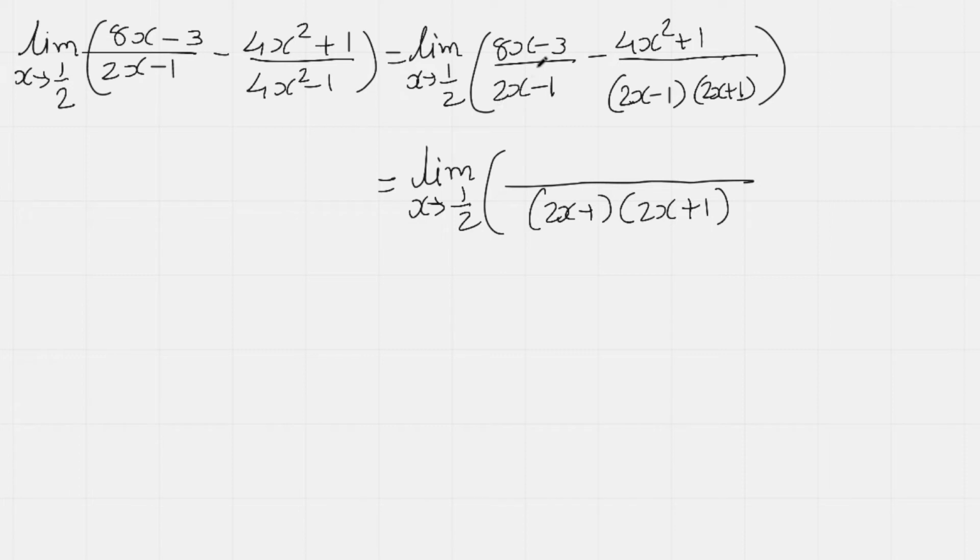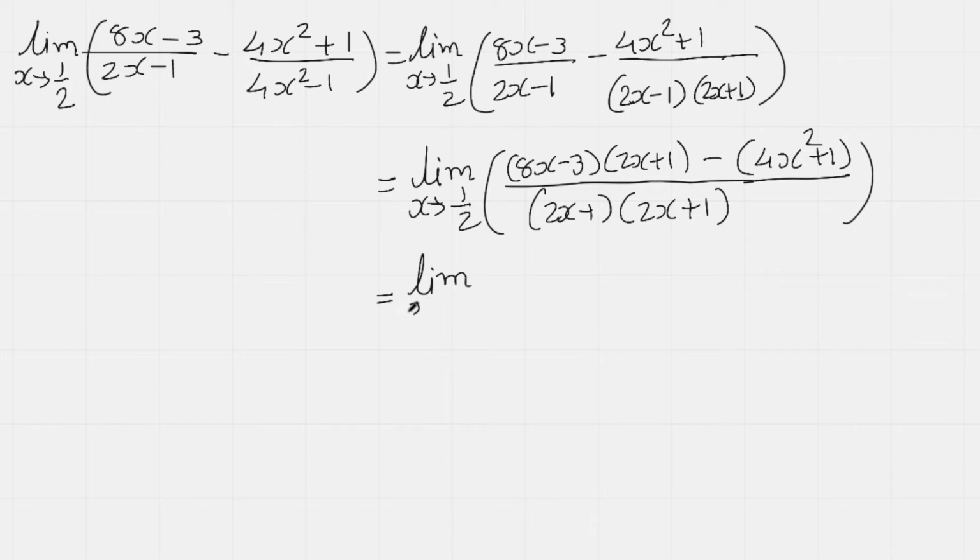Now in the first rational expression, we have 2x minus 1 in the denominator. We don't have 2x plus 1. So we have to multiply the numerator by 2x plus 1. Minus, in the second rational expression, we have 2x minus 1 and 2x plus 1 both as factors in the denominator, so there is no need to multiply by any expression in the numerator. So this is 4x square plus 1. Don't forget to write 4x square plus 1 in brackets because there is a negative sign in front of it. So now let us simplify this.